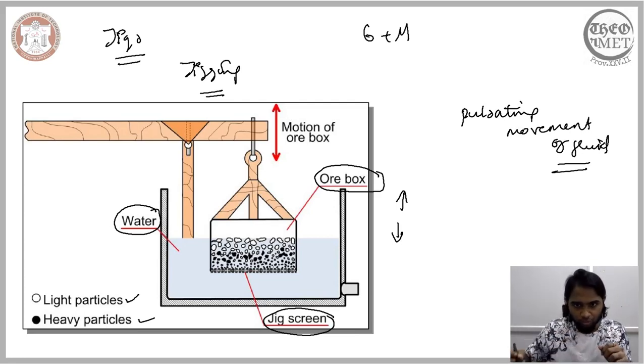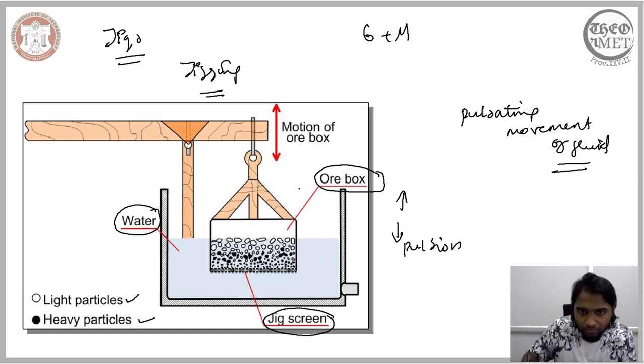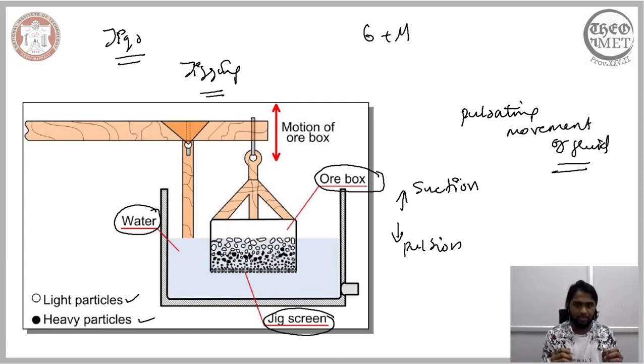The downward movement of the ore box that allows the water to move into the ore box is referred to as the pulsion movement, whereas the upward movement of the ore box that removes the water from the ore box is referred to as the suction movement. Essentially, in jigging we have two movements, downward and upward. This combination introduces a pulsating movement of the fluid. The particle behaves in response to this pulsating movement. Since this behavior is dependent on density, we are able to separate the particles based on density. The terminology used for the downward and upward movement of the ore box is pulsion and suction. The pulsion allows the water to occupy the ore box, and the suction movement removes the water from the ore box.